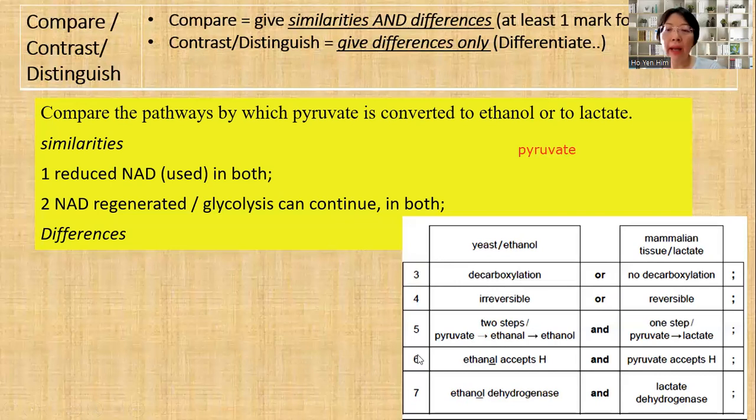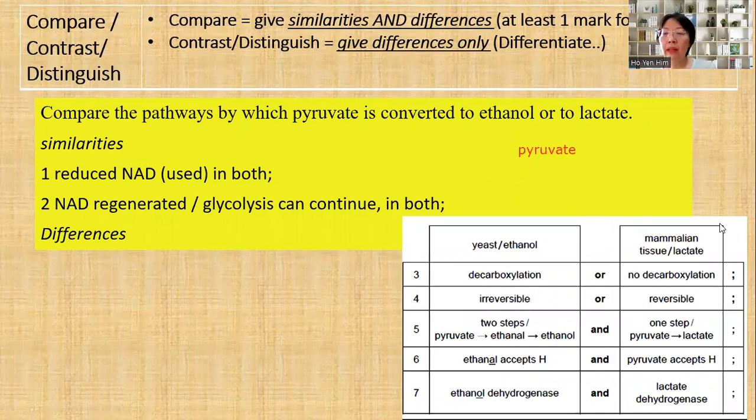Okay. And then after that, from ethanal to ethanol. So this is a step where reduced NAD becomes NAD. So it regenerates here. So what does ethanal do? Ethanal will be reduced. So it accepts the hydrogen to become ethanol. So what is the enzyme? Enzyme is ethanol dehydrogenase. And this process is irreversible.